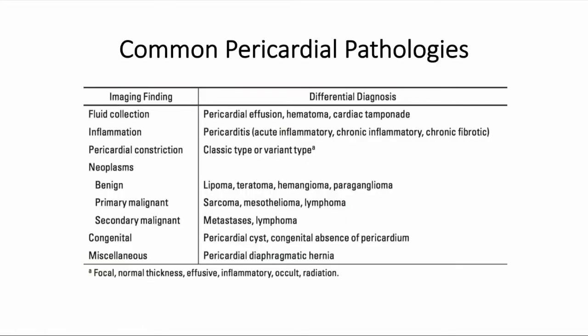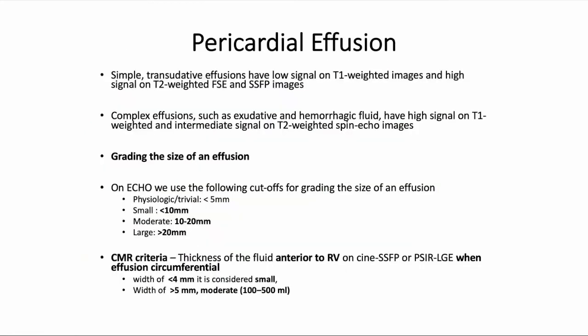So coming to common pericardial pathologies, we'll go through one by one. A simple transudative effusion will have a very low signal intensity on T1 weighted images and very high signal intensity on T2 weighted images. In complex effusions such as exudative effusion or hemorrhagic pericardial effusion, the fluid can show high signal on T1 weighted image and can show intermediate signal intensity on T2 weighted images based on the content in the pericardial fluid.